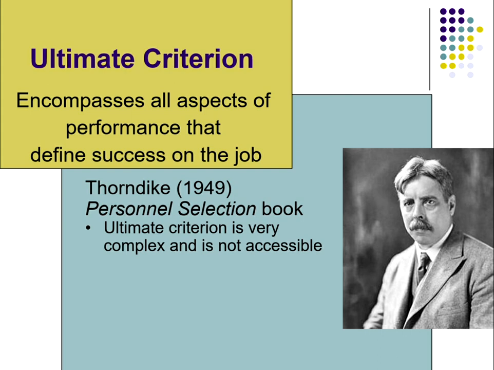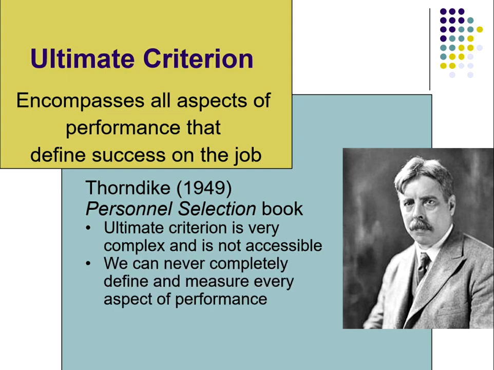And it's a good example to talk about intelligence and then this ultimate criterion, because a lot of times in our efforts to measure intelligence, we fall short. We measure parts of it. And that's what Thorndike says happens when we try to measure the ultimate criterion. We never completely define and measure every aspect of performance. It's just not going to happen, he says. It's too abstract. There are, by definition, things that are going to be left out. So he thinks it was folly to try and define the ultimate criterion.